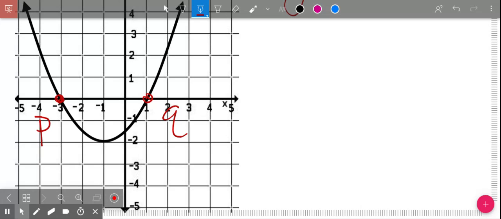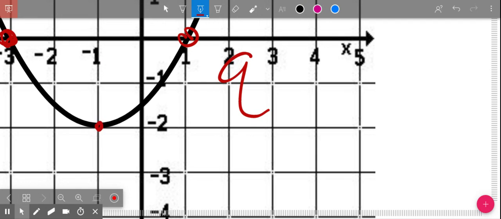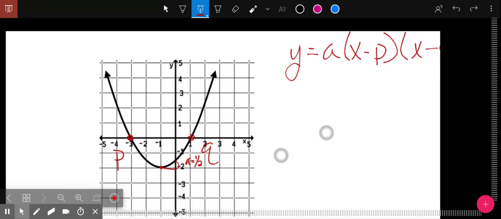We also need our A value, and if I start on my vertex, I go over 1 and I only move up a half. That means my A value is 1/2. If I had moved up like 2 spots, then my A value would have been 2. If I'd gone down 1, my A value would have been negative 1. So you can kind of see how that's working. Since I'm only going up 1/2, it's a positive 1/2. So I'm going to plug in all those pieces.